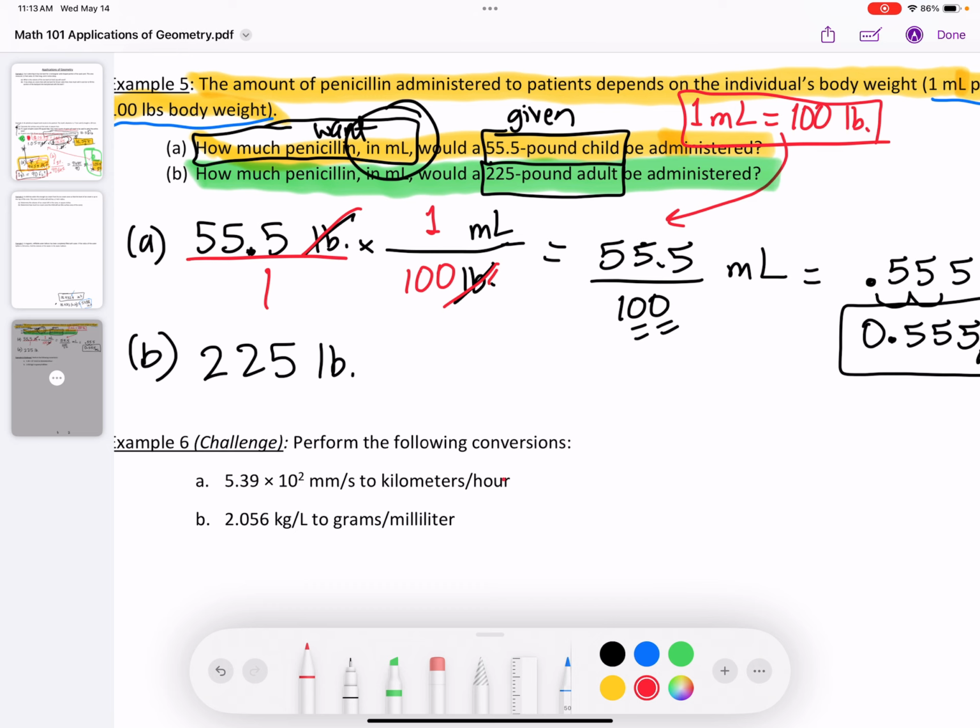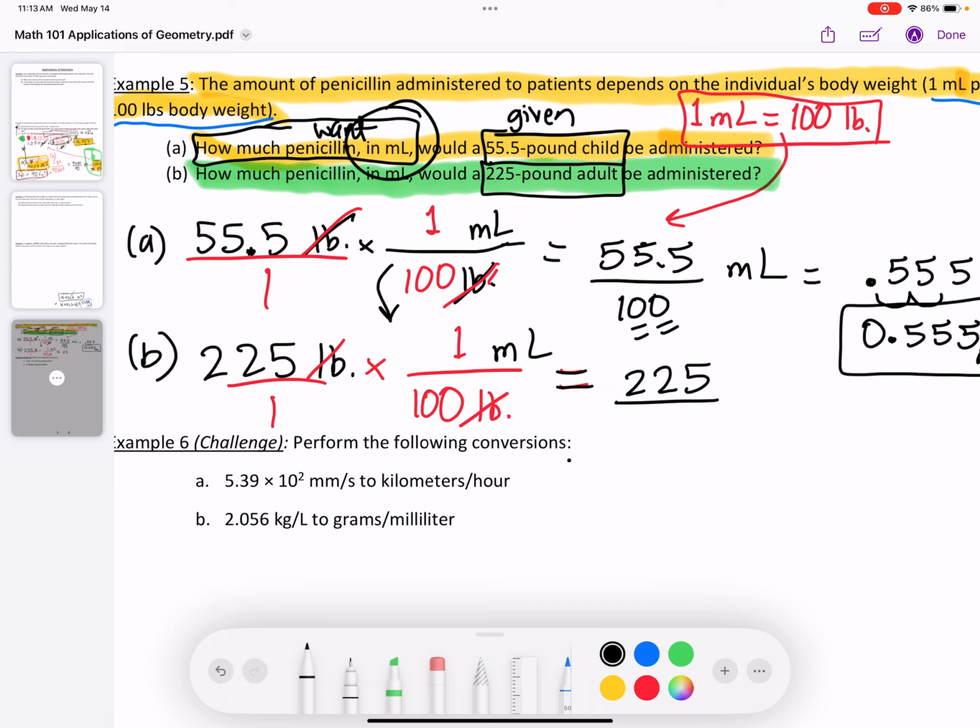I would like to see pounds in my unit fraction be in the denominator so they can cancel, and then milliliters in the numerator. Same conversion. Part A and Part B, we're doing the same thing pretty much. I'm trying to get from pounds to milliliters, so I'm using the same conversion. It ends up being pretty much the exact same problem. Not a lot of brain power needed here since I used it all in Part A. Now my calculator is going to be dividing 225 by 100 instead of 55.5 by 100.